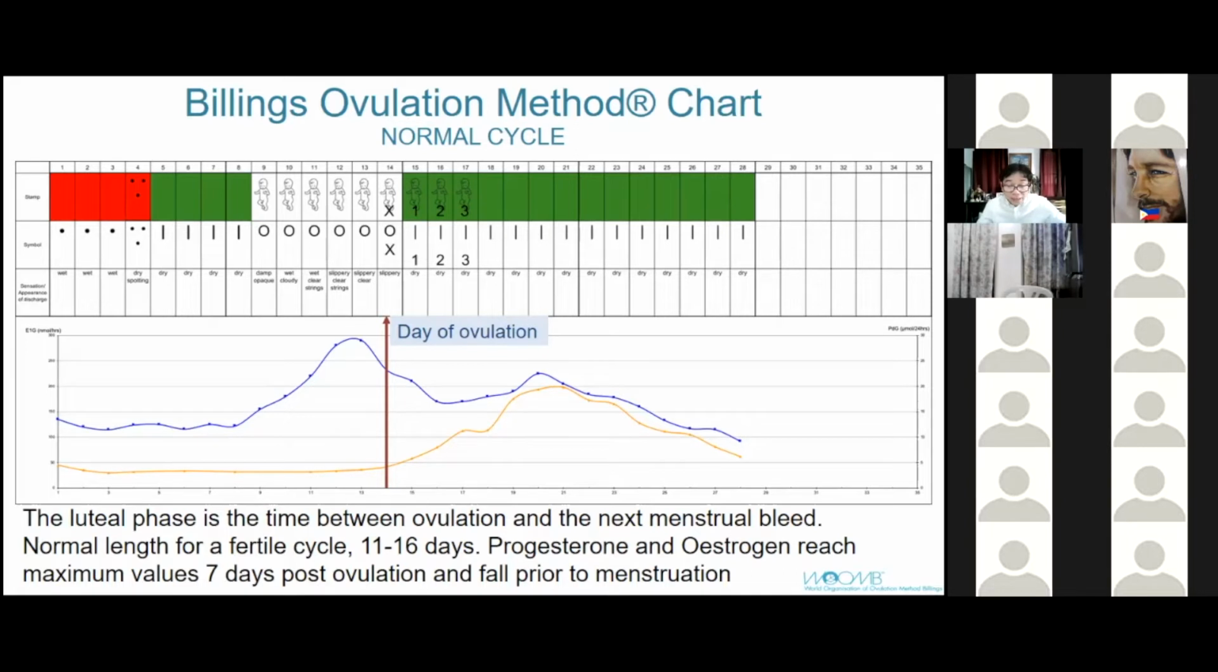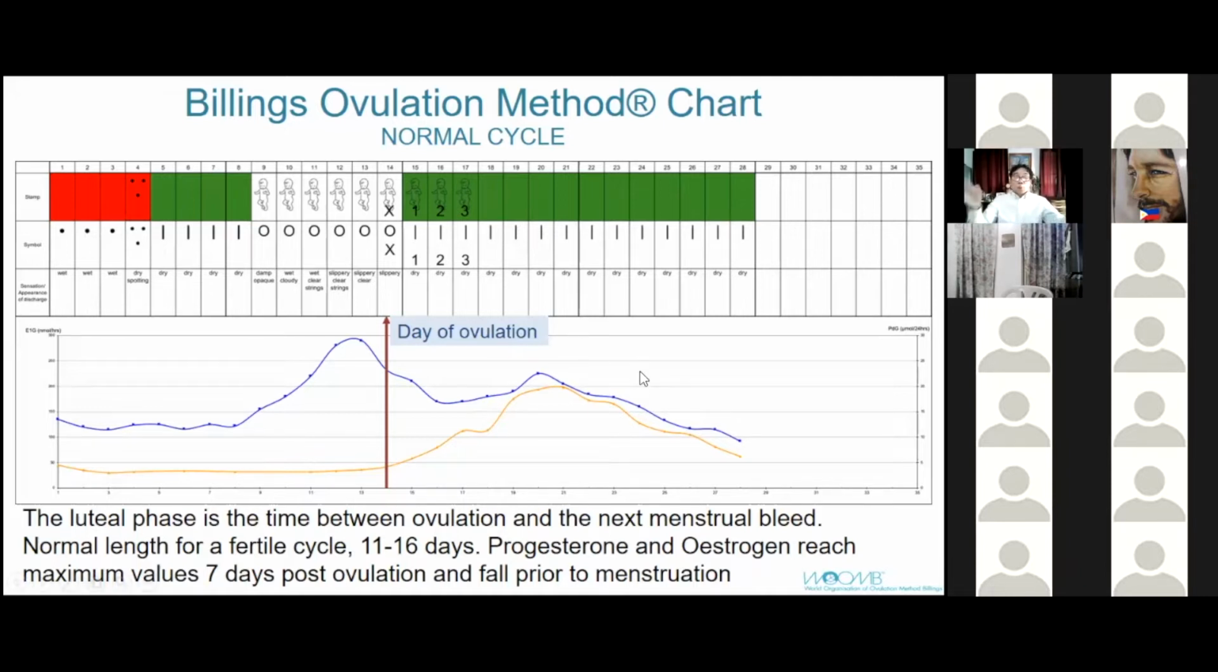What is the meaning of the last sentence? Progesterone and estrogen prior to menstruation, bago dumating ang menstruation, prior to menstruation, both of them will drop. Look at the yellow and the blue lines at the end, at day 28. At day 28, progesterone and estrogen will drop. The moment these two hormones drop at the same time, it means the luteal phase will end, and menstruation now will commence.